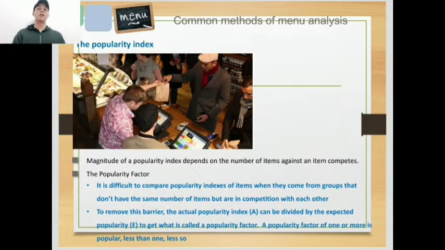The magnitude of a popularity index depends on the number of items against which an item competes. It is difficult to compare popularity indexes of items when they come from groups that don't have the same number of items but are in competition with each other. To remove this barrier, the actual popularity index can be divided by the expected popularity to get what is called a popularity factor. A popularity factor of one or more is popular, less than one is not.